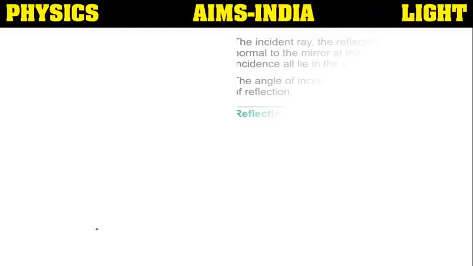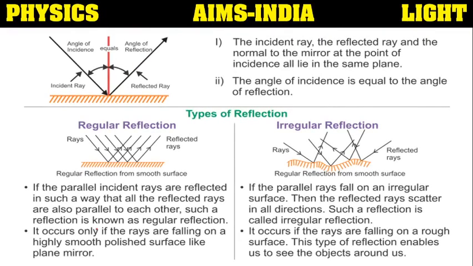Let's see the definitions. First, the laws of reflection we have learnt. The incident ray, reflected ray, and the normal to the mirror at the point of incidence all lie in the same plane. That is one thing. The angle of incidence is equal to the angle of reflection. These are the laws of reflection. So regular reflection will be in this way. Whatever parallel beam is there, after reflection also it will be parallel.